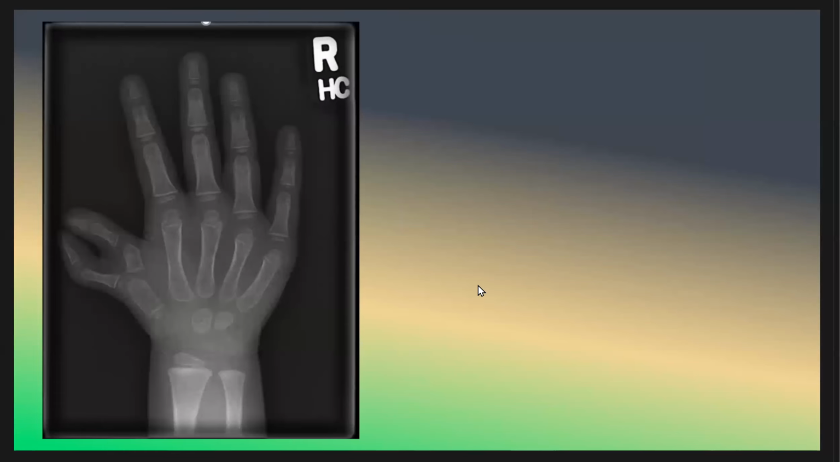Next case, we have this patient. What do you think the patient has? We have polydactyly at the site of the thumb, and it is called preaxial polydactyly.